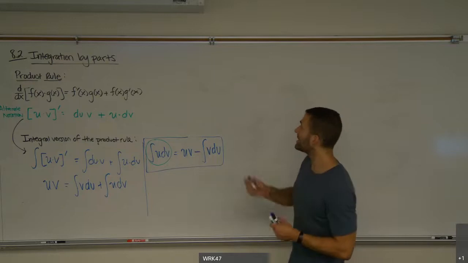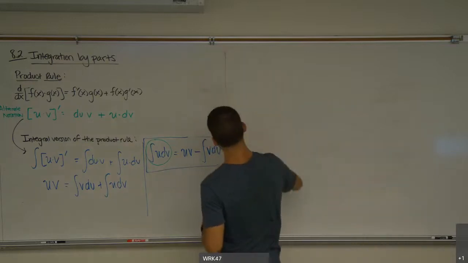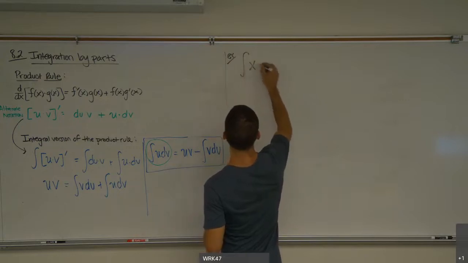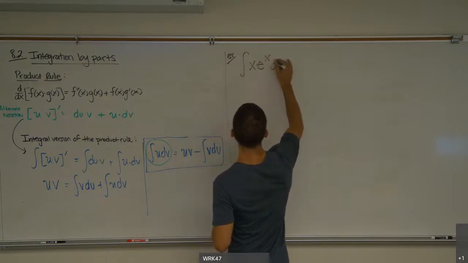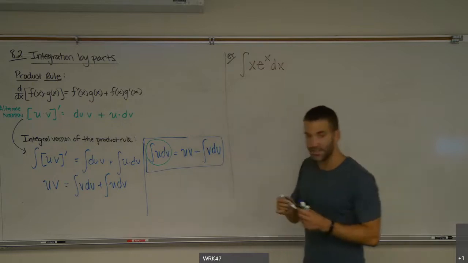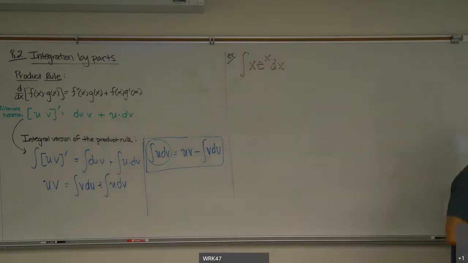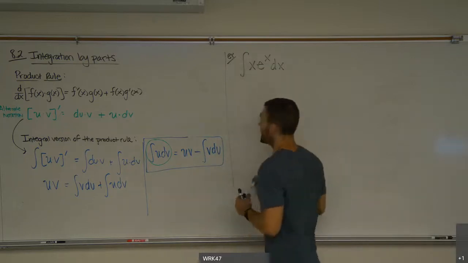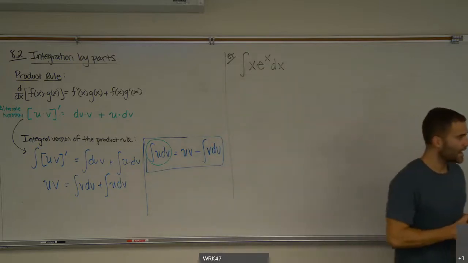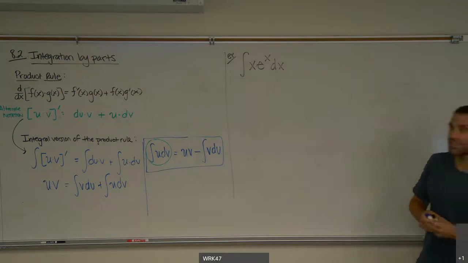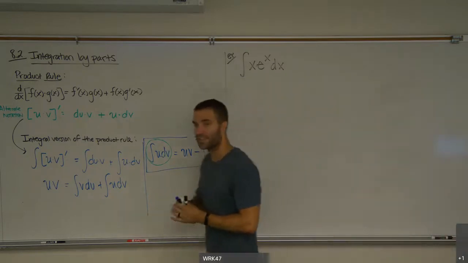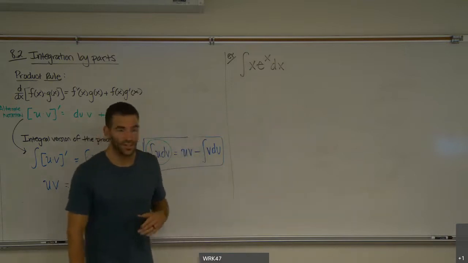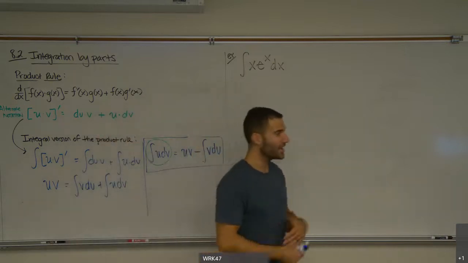I'll give you a very nice example for us to start. Say we needed to evaluate the indefinite integral of x e to the x dx, x times e to the x. And so we have a product here of two functions, x and e to the x. And u substitution doesn't work for me because this product is not related by derivatives. It's not like x is the derivative of e to the x. No, e to the x is not the derivative of x, so it doesn't really help me.